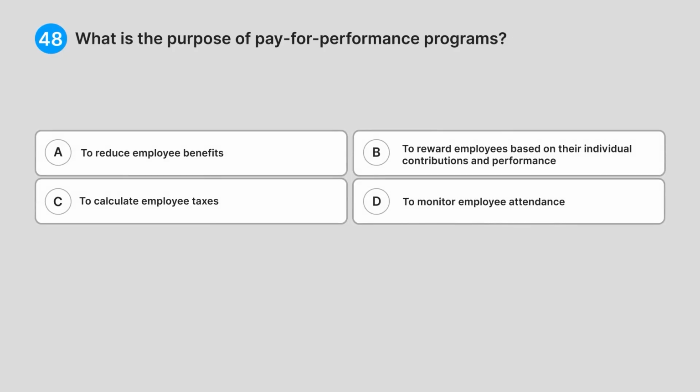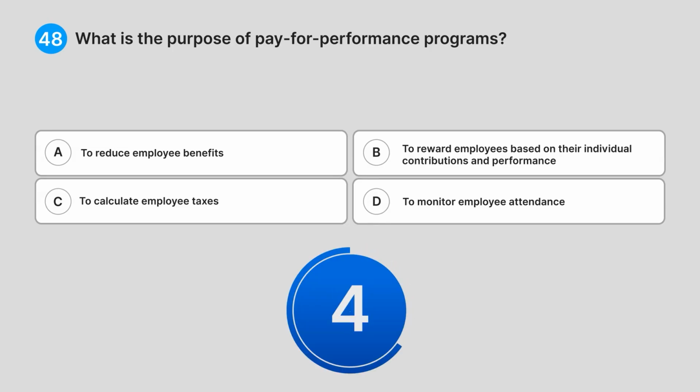48. What is the purpose of pay-for-performance programs? A. To reduce employee benefits. B. To reward employees based on their individual contributions and performance. C. To calculate employee taxes. D. To monitor employee attendance. Do you know the answer?